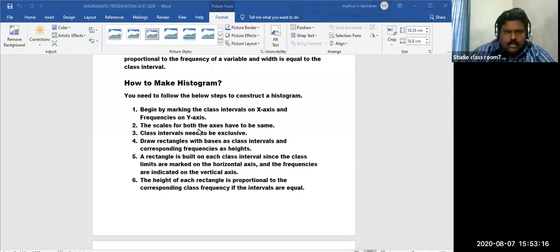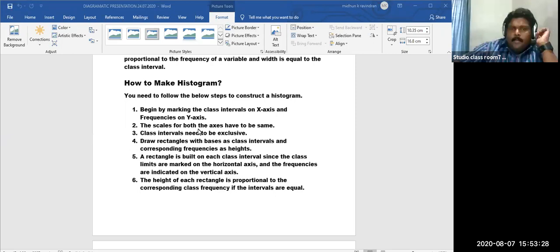So that's here. How to make a histogram? So now you know what the histogram looks like. First of all, begin marking the class intervals on the x-axis and the frequencies on the y-axis. That's the first and foremost rule.